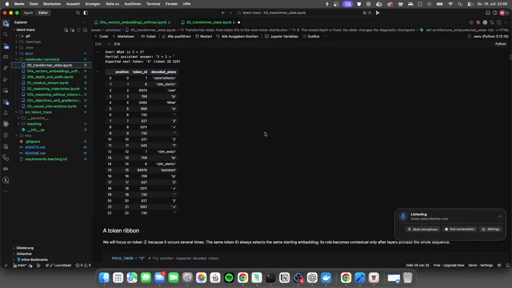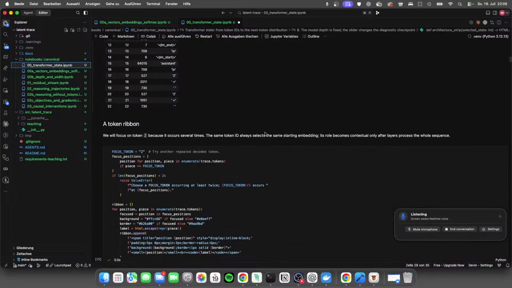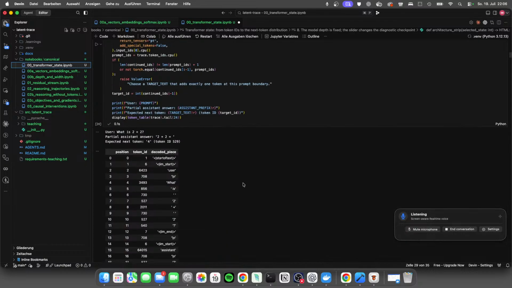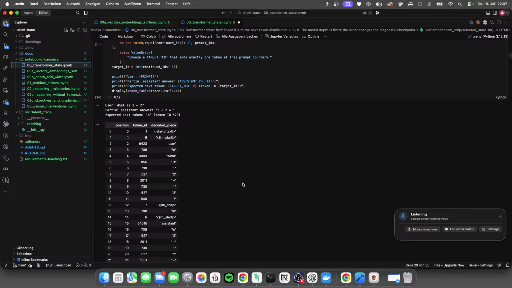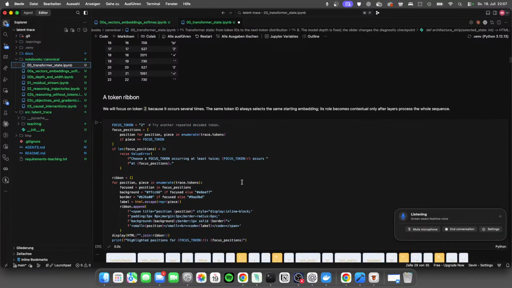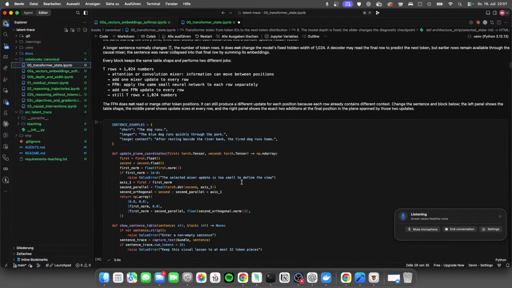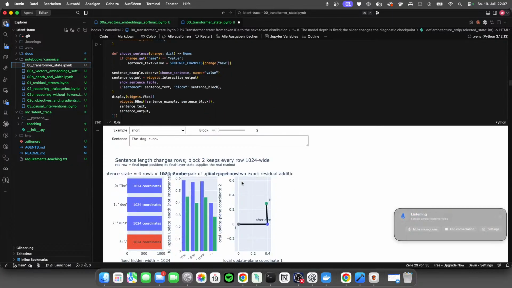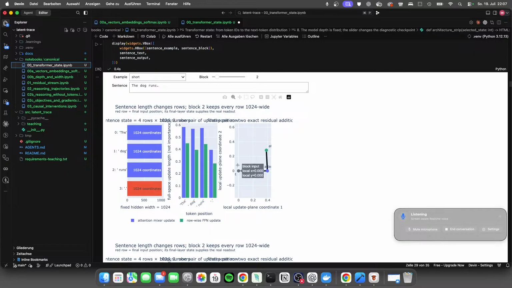Basically what we just had, right? So I'm just going through the notebook. So far, nothing looks new to me. Here we have tokens assigned to different positions in the sentence or input and the decoded strings. Token ribbon, yeah, also nothing new. Let's look at this maybe.